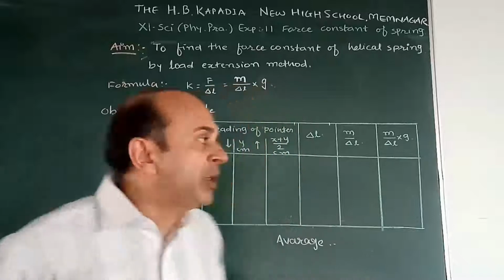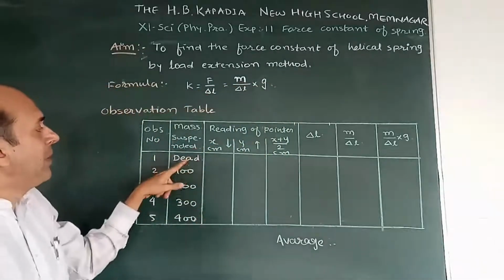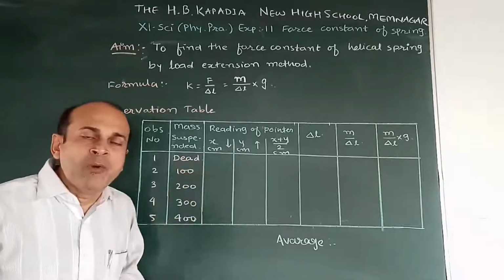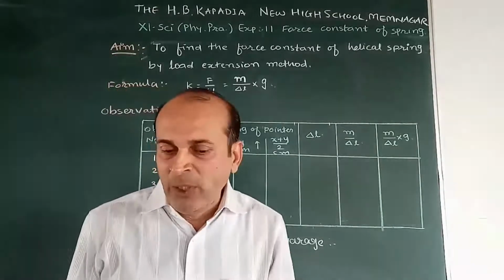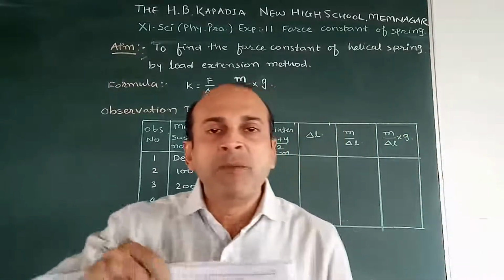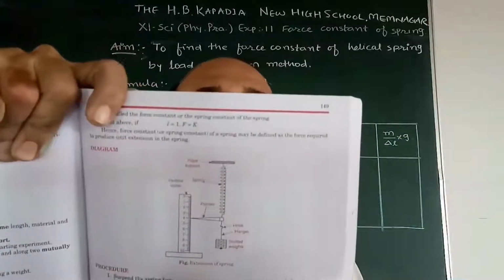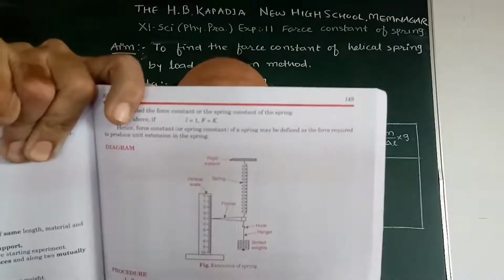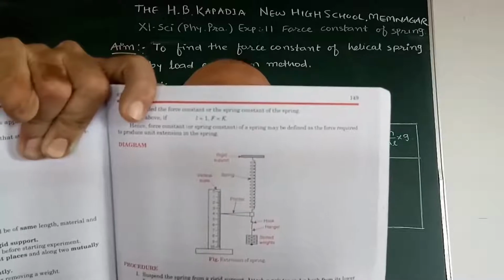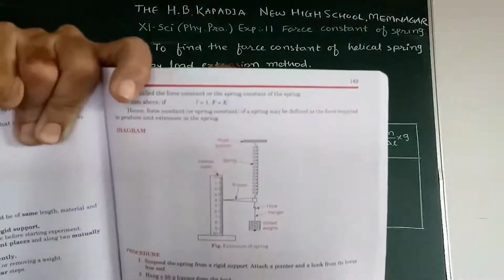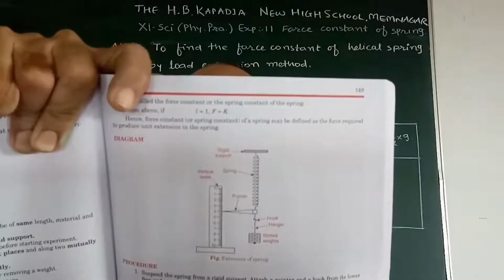So here you note down the reading in two ways, that means reading in an increasing form and second one in a decreasing form. Then we will find its average value. So here we have a figure in your practical book. This is the figure. You can draw the figure from this book. You can take the photo too.